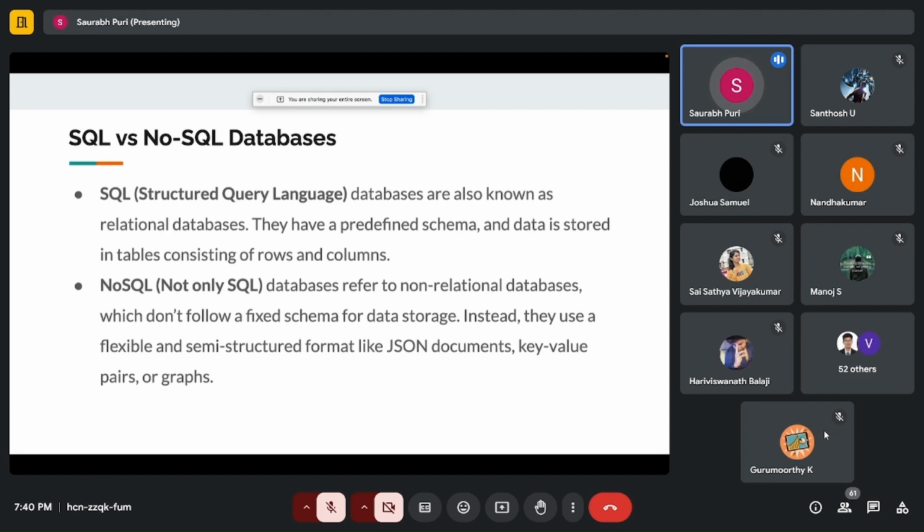Similarly, NoSQL databases are known as non-relational databases. SQL databases have a predefined schema. Data is stored in tables of rows and columns. But in NoSQL databases, we don't have a predefined schema. When we don't have a predefined schema, that means the schema is flexible. So they use JavaScript Object Notation, that is JSON, or they even use key-value pairs to store the data. So these were the basic differences between SQL and NoSQL.